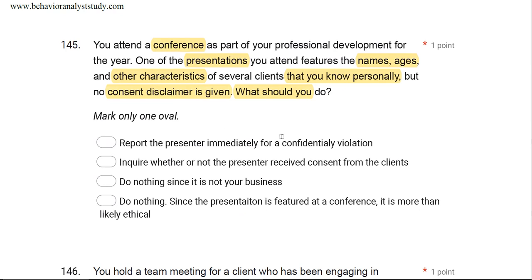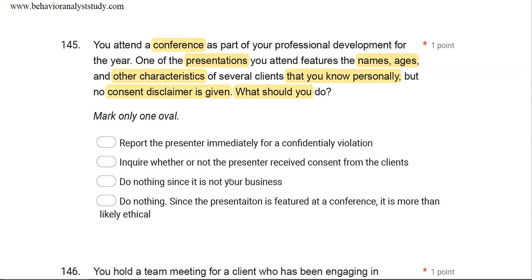B, inquire whether or not the presenter received consent from the clients. That is your duty. And people say, well, why does it matter? It's not my business. That's what makes ethics difficult. You have to abide by the code as a behavior analyst. You're required to. And sometimes it involves difficult situations and difficult decisions. In this case, especially, you need to figure out, did this presenter receive consent from the clients? Yes or no? C, do nothing since it is not your business.